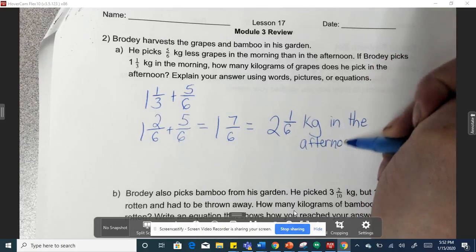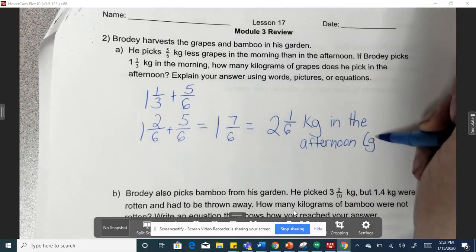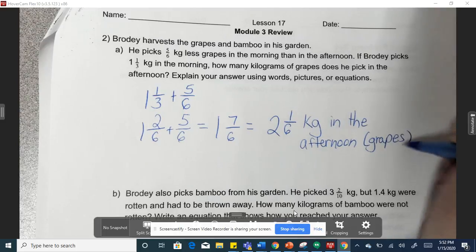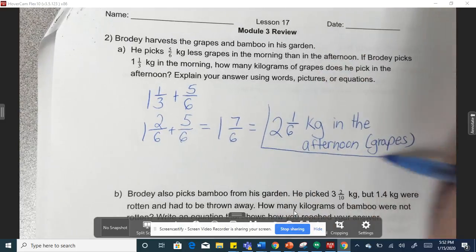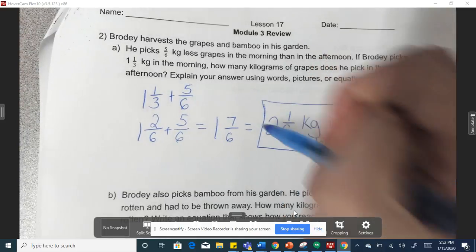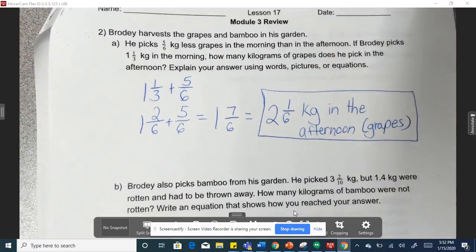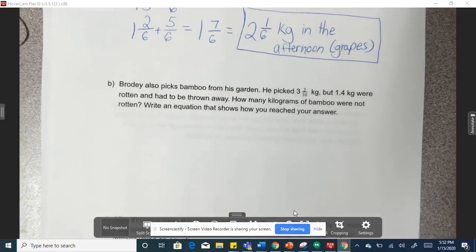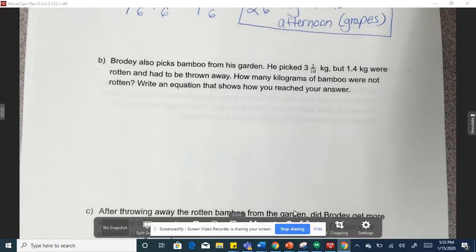And you know what, just for reference for me, I'm going to put in here grapes in parentheses just so I remember. Excellent. Let's move on to the next one. We might need to go back to part A to help us, but let's see.